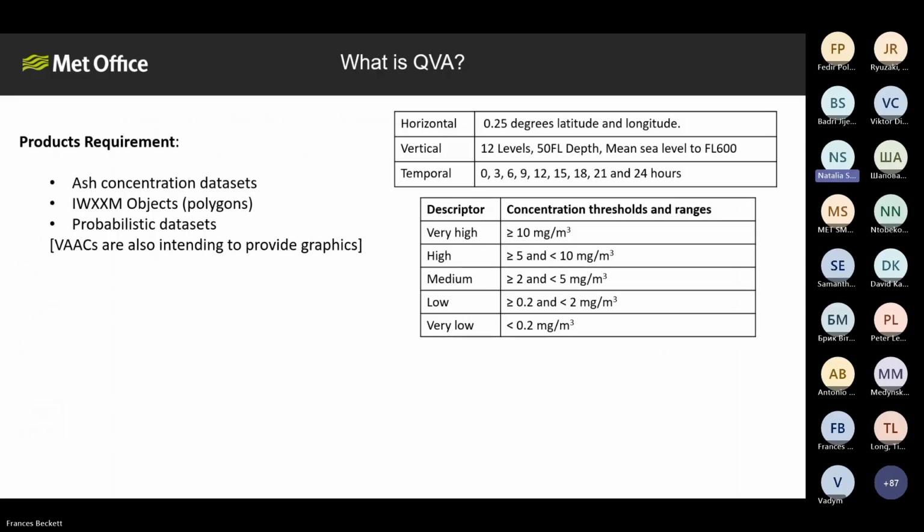So what is QVA? Well, we're going to be providing 3 things. We're going to be providing ash concentration datasets, IWXXM objects, which are just simply more sophisticated polygons, and probabilistic datasets. That data will have a horizontal resolution of 0.5 degrees, and we'll be providing that data over 12 levels in the atmosphere with a depth of 50 flight levels. And that'll be from mean sea level up to flight level 600. We will have higher temporal resolution data, so data will be output every 3 hours, and forecasts will go out to 24 hours. And we also have 5 new concentration thresholds, ranging from very low to very high.